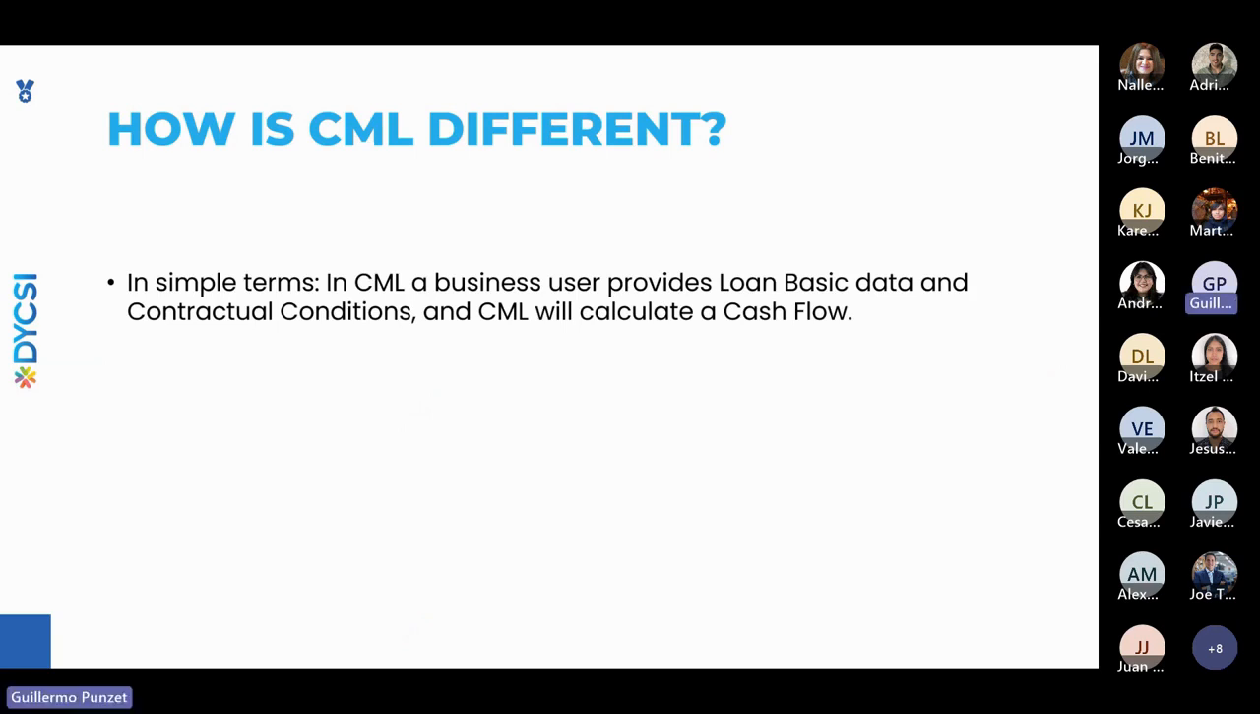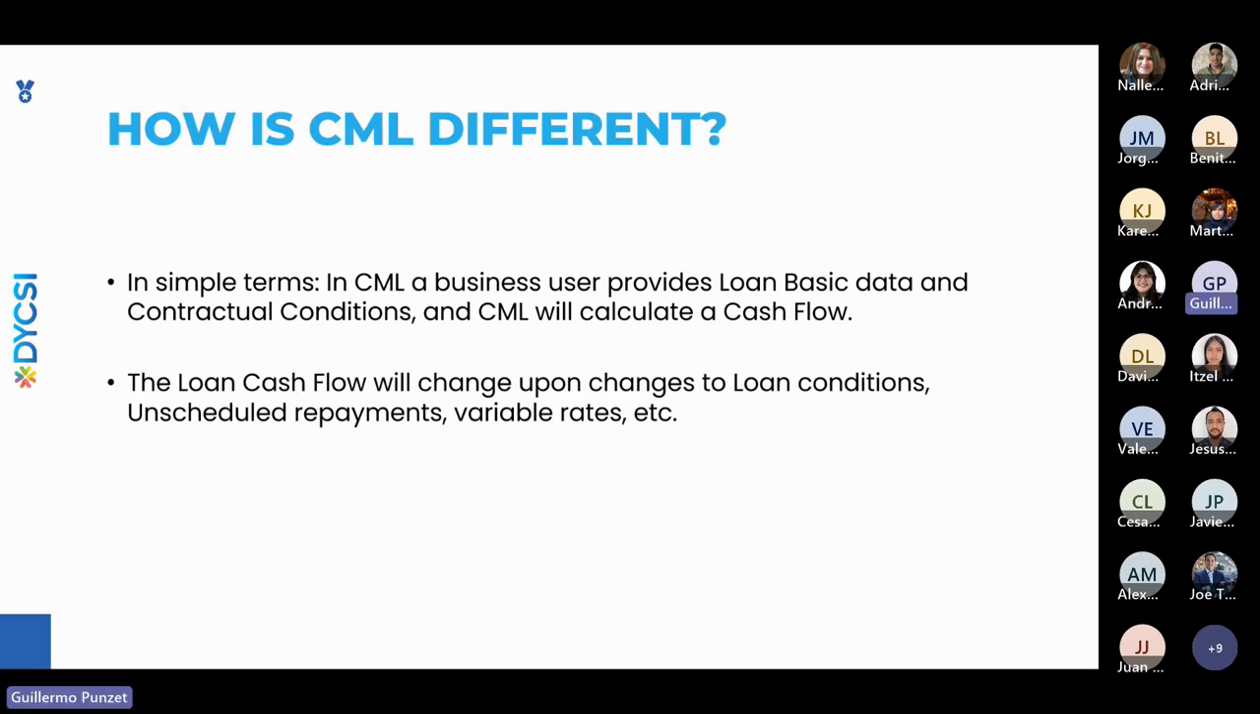In simple terms, in CML, a business user provides the loan basic data, contractual conditions, and transactional data, and CML will calculate a cash flow based on them. The loan cash flow will change upon changes to conditions or transactional data like unscheduled repayments, changes in rates, etc.